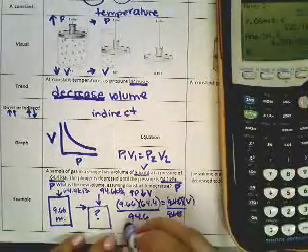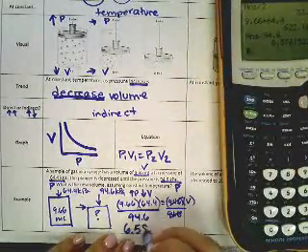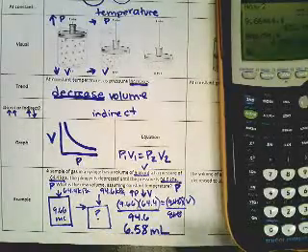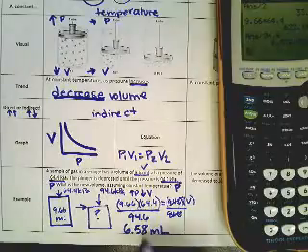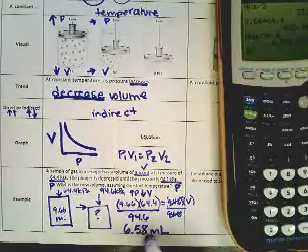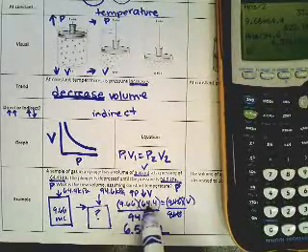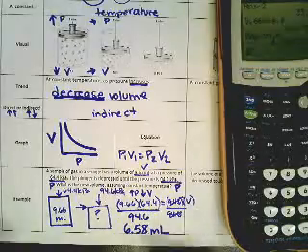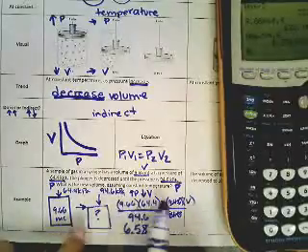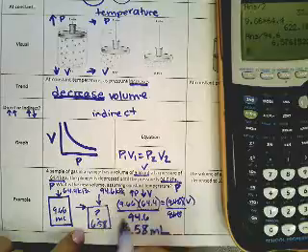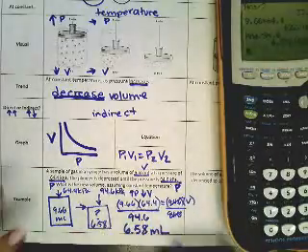My volume is now 6.58 milliliters. I'm rounding to three sig figs: 1, 2, 3. So my answer is in three sig figs. Does this make sense? Well, we wanted a smaller volume. Is 6.58 smaller? Yes, so that means I solved this correctly.